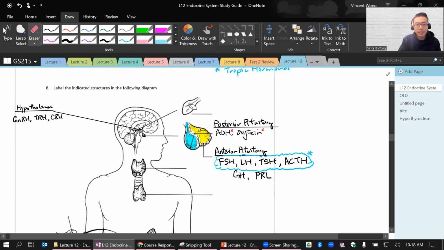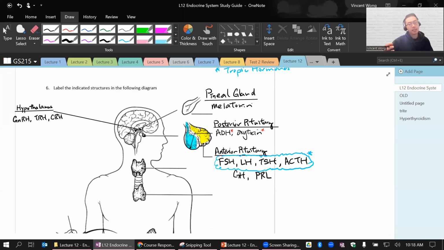Now there's another gland here. I can't believe they include the pineal gland but not the hypothalamus. It bugs me every time. That's the pineal gland, and there's only one hormone from the pineal gland: melatonin. Your body produces melatonin when there's low light stimulation, when it's dark.